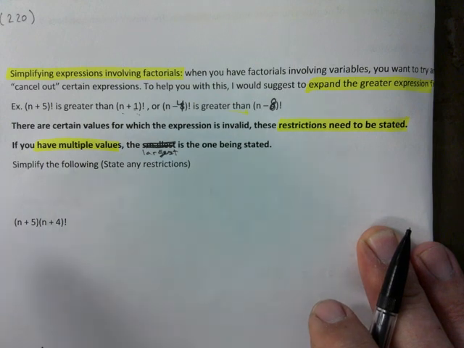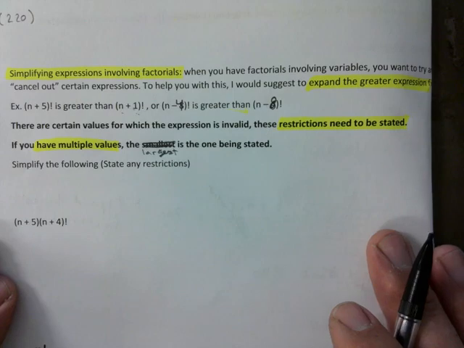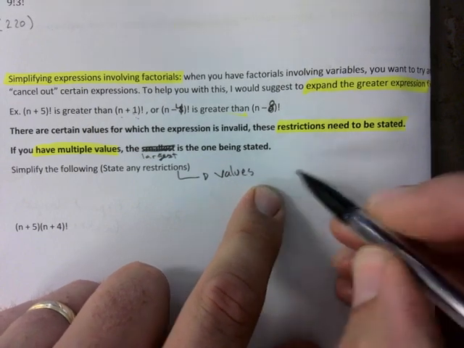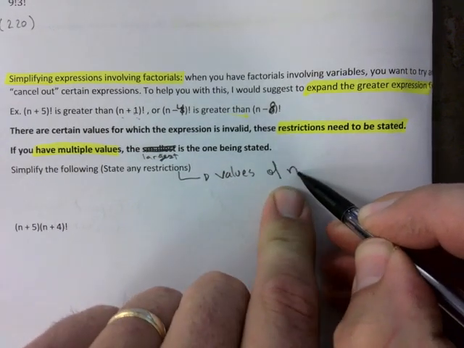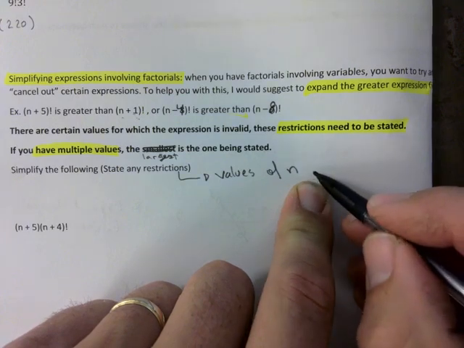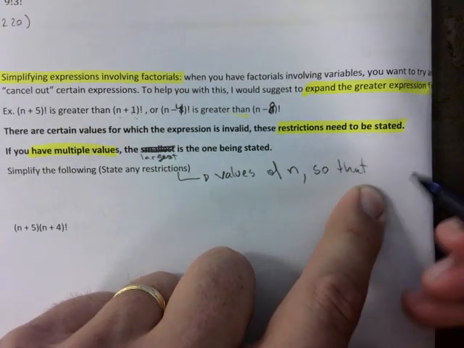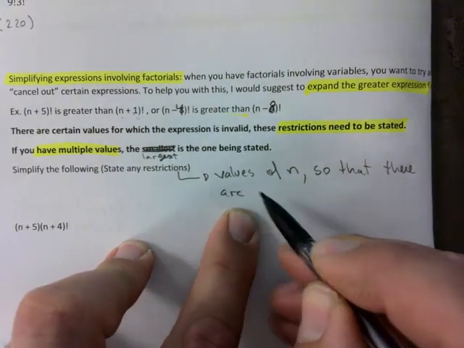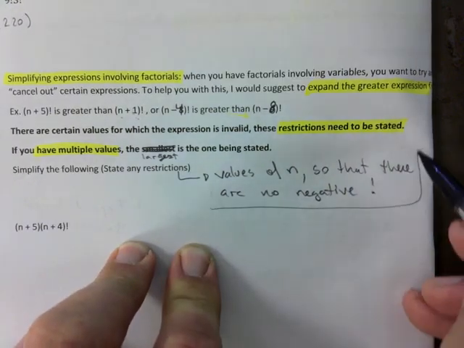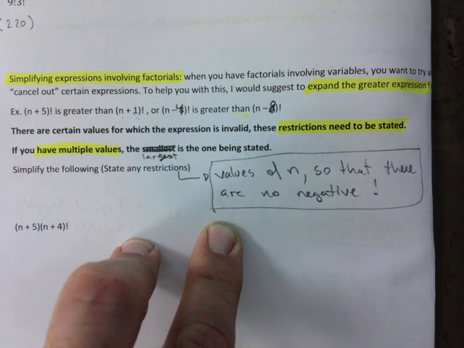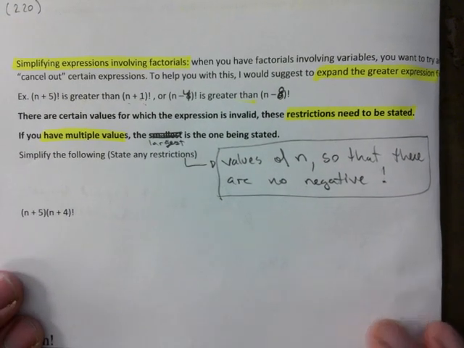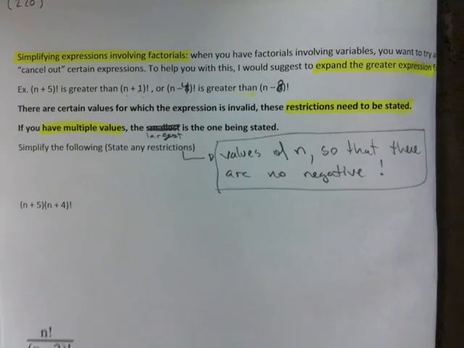Okay, simplify the following. State any restrictions. So by restrictions, you cannot have values of n so that there are no negative factorials. That's basically what I mean by that. You want to catch the values that are not permissible. So here we go.